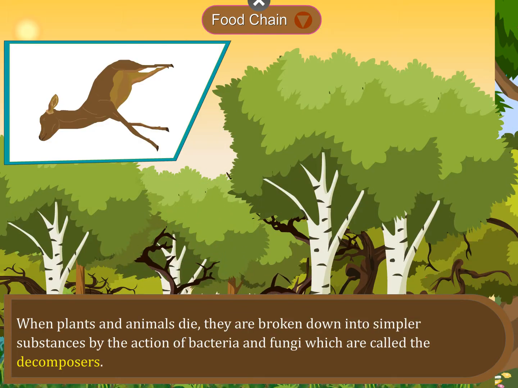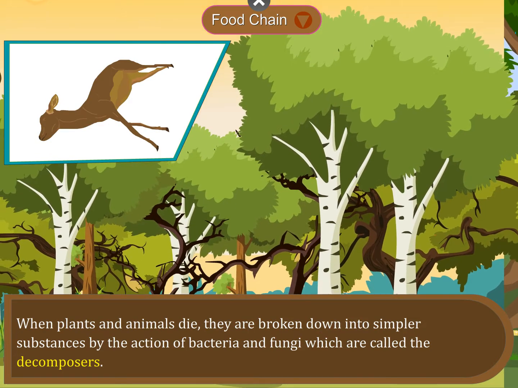When plants and animals die, they are broken down into simpler substances by the action of bacteria and fungi, which are called the decomposers.